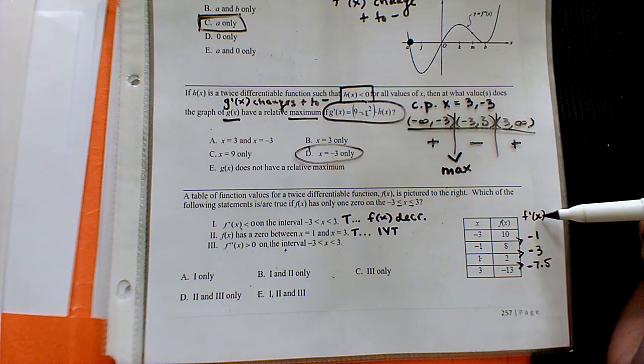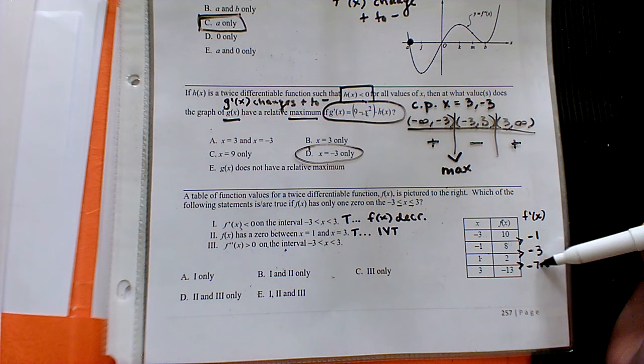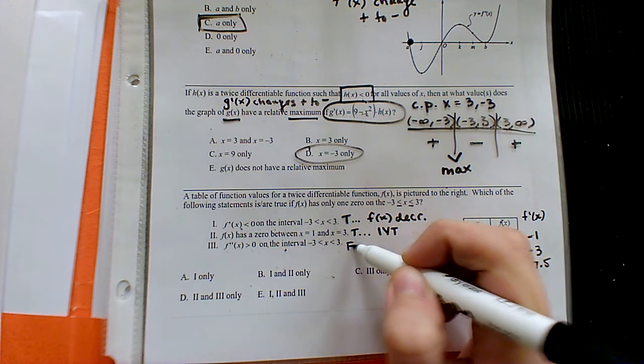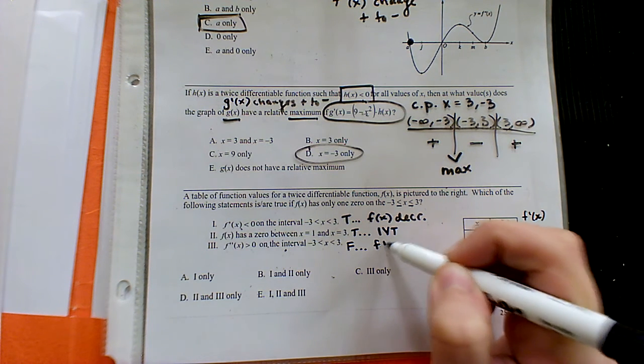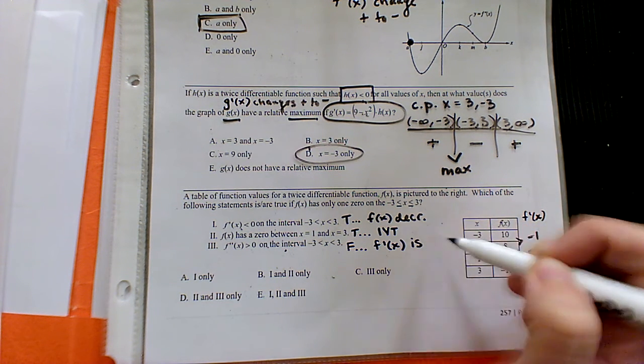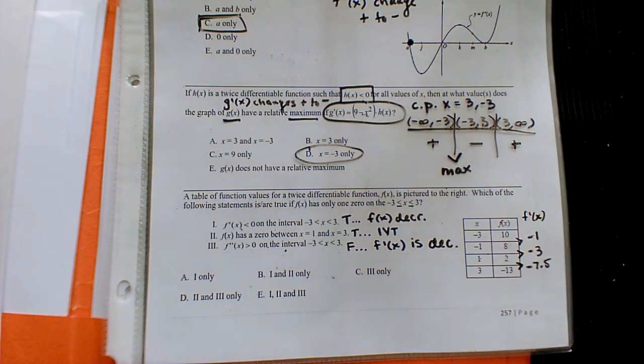So if we want the second derivative to be positive, we want the first derivative to then be increasing. Are these numbers increasing? No, they're decreasing, right? Because -3 is less than -1. So we'll say this one is false because the first derivative is actually decreasing.